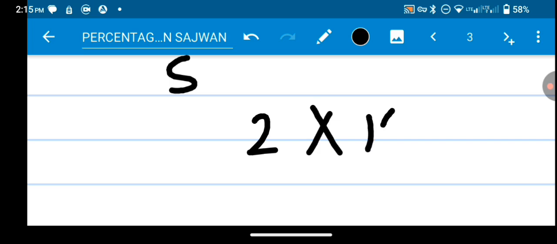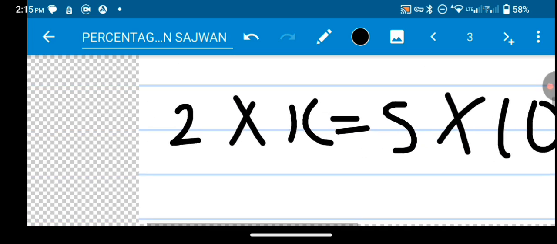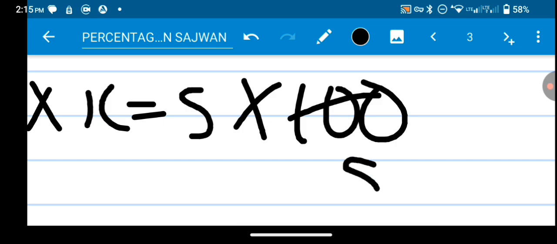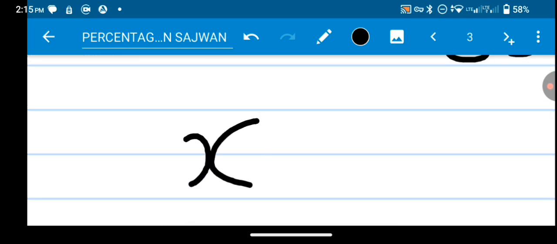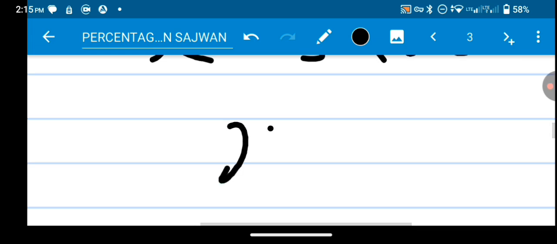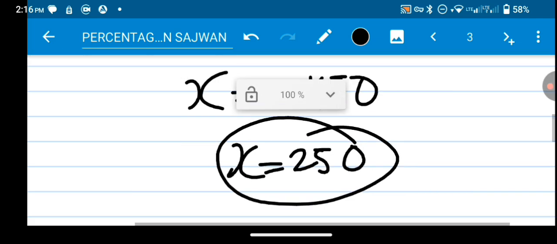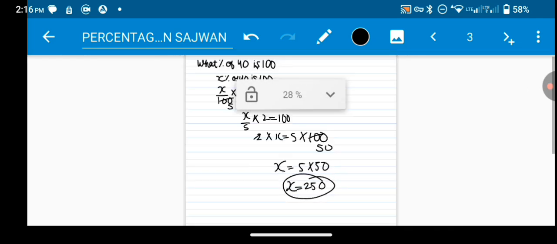2 into x is equal to 5 into 100, so x will be equal to 5 into 50, and x will be equal to 250. In this way I have covered 4 types of questions which usually come on the percentage topic.